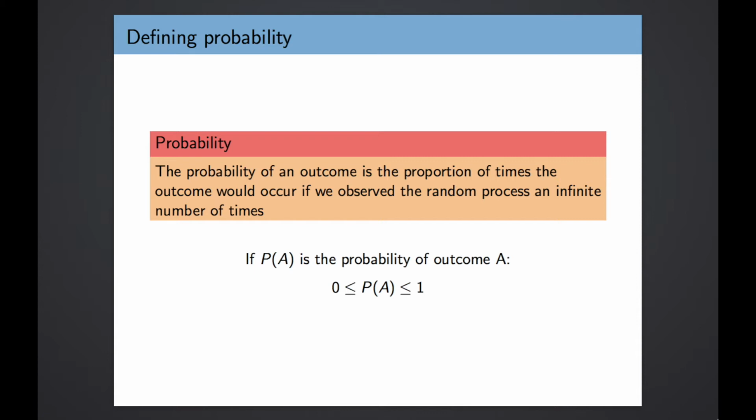Probability can range between 0 and 1. So, in this notation, if P of A, the probability of A, is the probability of that particular outcome A, that probability can be equal to 0, it can be equal to 1, it can be anywhere in between, but it can't be less than 0 or greater than 1.